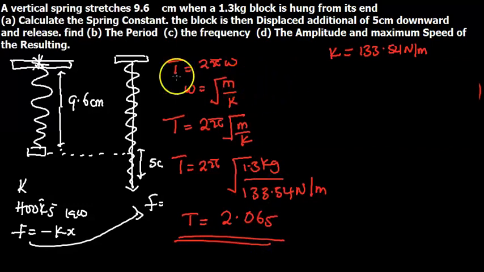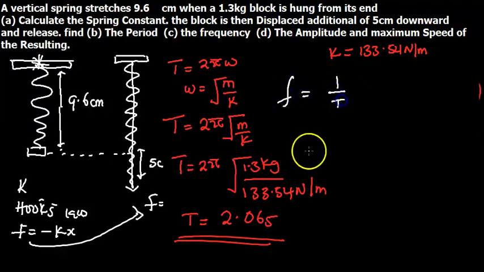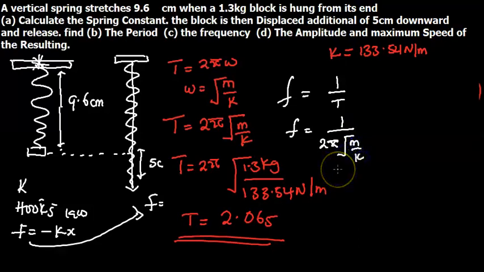We said time is equal to 2 pi omega. Our frequency is what? 1 divided by period. Therefore, our frequency is simply going to be 1 divided by time, which is the same thing as 1 divided by 2 pi times the square root of M divided by K. We're not going to complicate things.